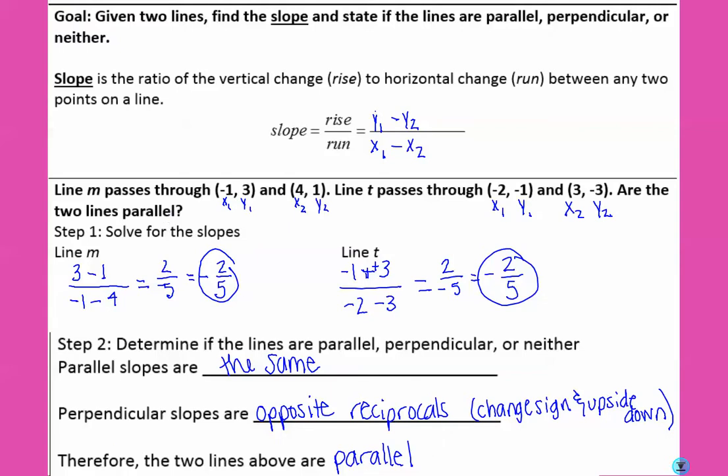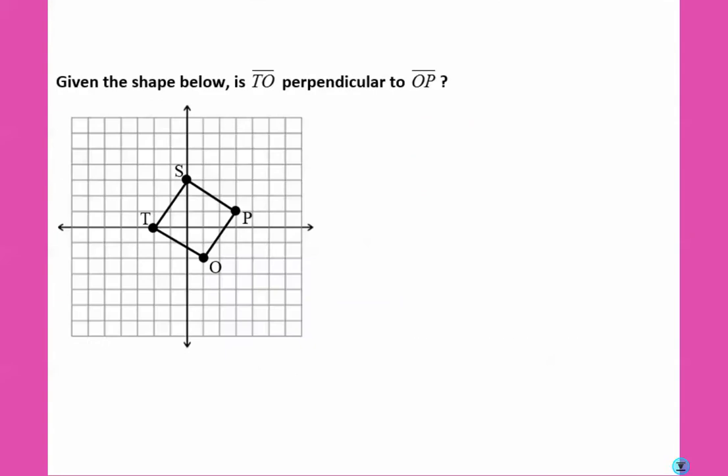What if instead of coordinates, we were given a graph? Is TO perpendicular to OP? So first we need to find the slope of TO. So from O to T, how much do we have to go up? 2, and then we have to go left, 1, 2, 3. So up 2, left 3. So -2/3.